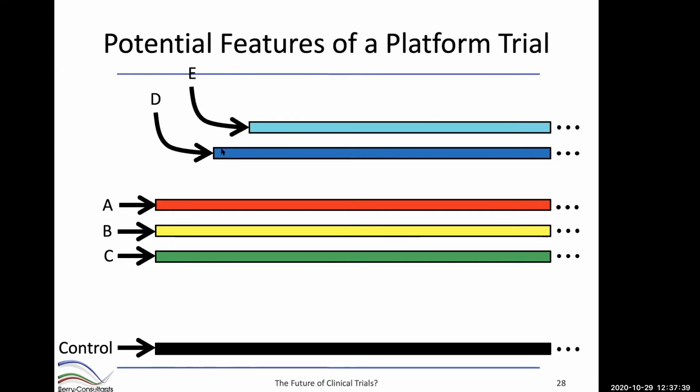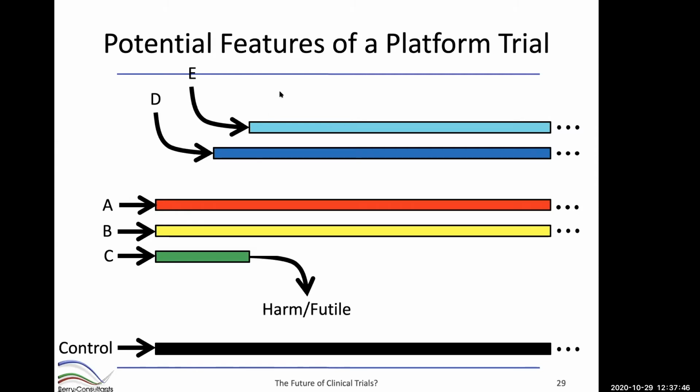So you can add arms later. Arms D and E could come in at some point. You can have all of the adaptive features, so arm C could drop for harm. A lot of times these are set up so there's a certain number of slots in the trial. We're always enrolling 3 arms, and we wouldn't bring in a new arm until one of the current arms stops, either for futility or for efficacy.